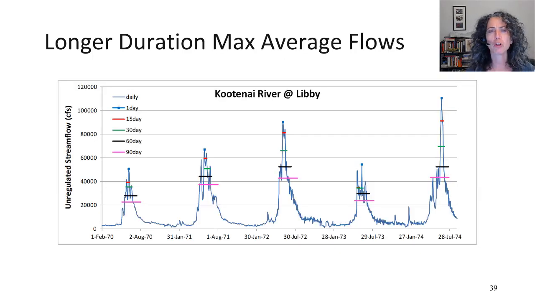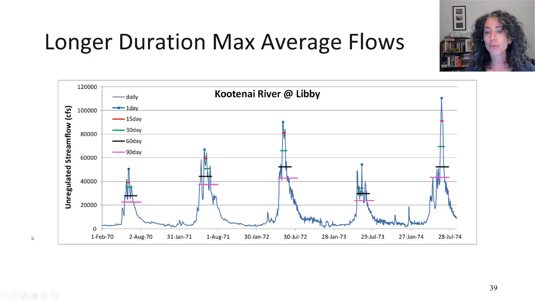Here's what the longer duration averages look like. This is a snowmelt watershed. This is the Kootenai River in Montana, which flows north into Canada and back down into the United States, eventually into the Columbia River. Because it's snowmelt and it takes a little bit longer, we're looking at longer durations. We have 1 day, 15-day, 30-day in green, 60 in black, 90-day in pink. As you can see, when we average over longer periods of time, we're including lower flows. And so each time the duration gets longer, the average gets lower.